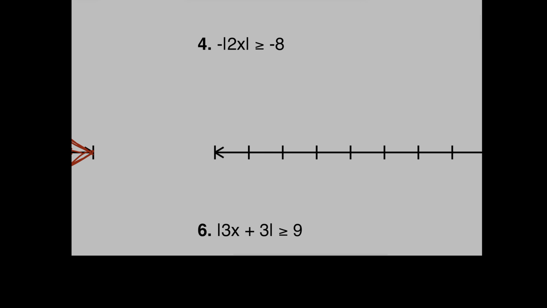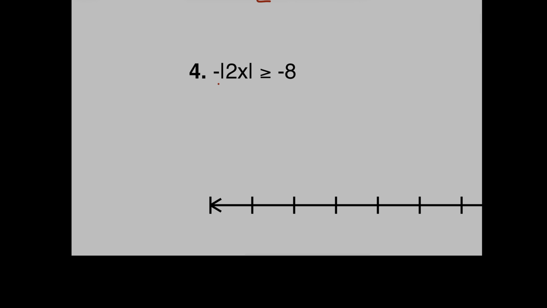Let's go on to number 4. They're tricking us again. What are they doing with that negative sign? So let's start by dividing each of them by a -1, and now I'm going to get absolute value of 2x is less than or equal to a +8. Okay, so now that's the innie.